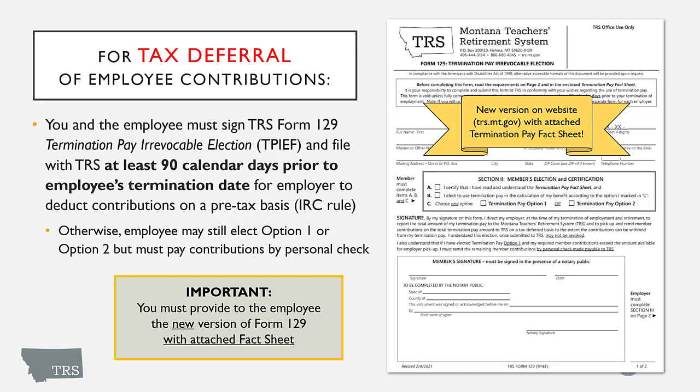And off to the right, you'll see a picture of the new form that we have for the 129, and the biggest thing is that the employee will have to certify that they have read and understood the termination pay fact sheet, and then make their selection and have their signatures notarized.